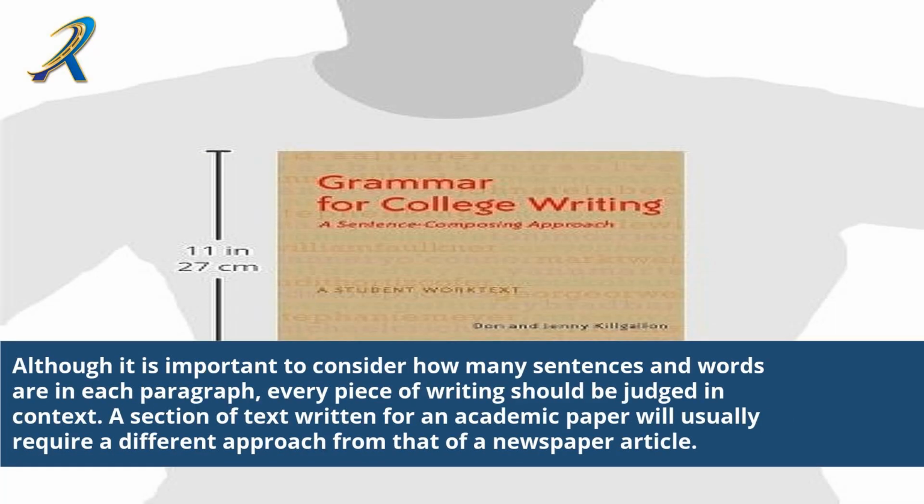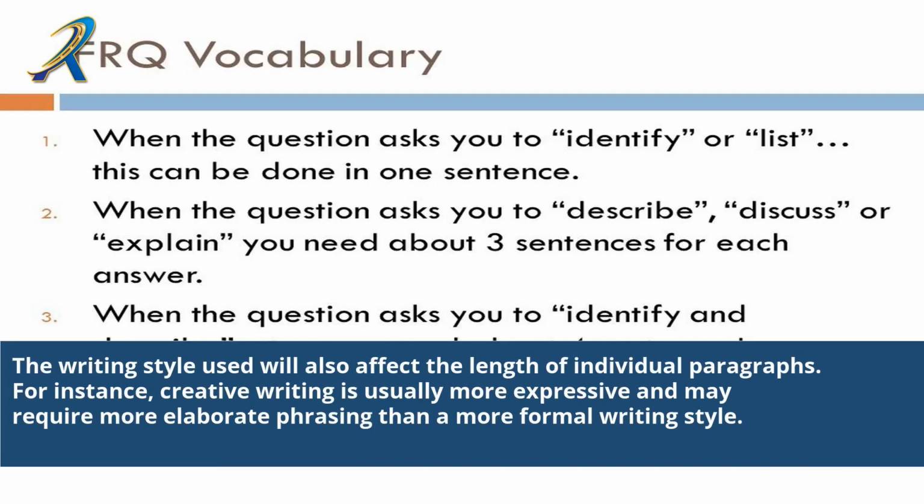Although it is important to consider how many sentences and words are in each paragraph, every piece of writing should be judged in context. A section of text written for an academic paper will usually require a different approach from that of a newspaper article. The writing style used will also affect the length of individual paragraphs. For instance, creative writing is usually more expressive and may require more elaborate phrasing than a more formal writing style.